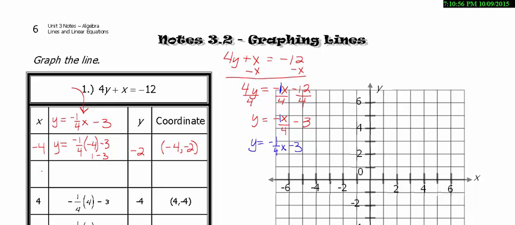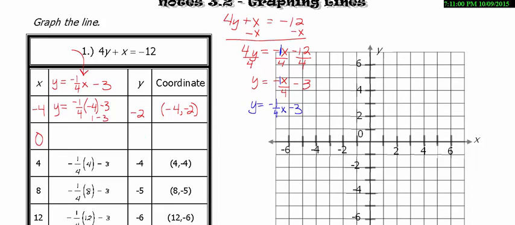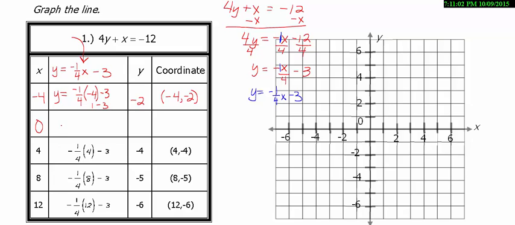The next value I will choose is 0. You can again choose any values you want to, but we'll substitute 0 into our equation. So we have negative 1/4 times 0, and then it's minus 3. So 1/4 times 0 is 0. You really have 0 minus 3. So the y value here, when x is 0, is negative 3. And so we have another x, y coordinate of 0 comma negative 3.